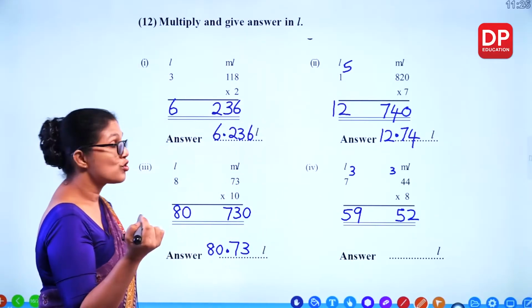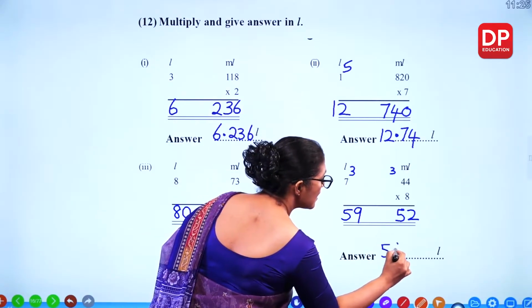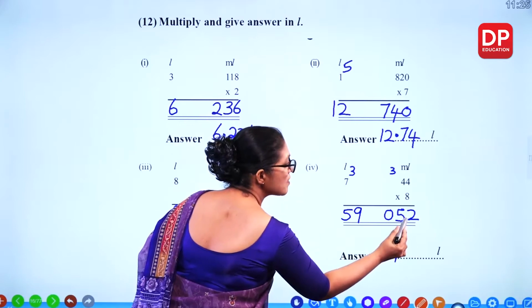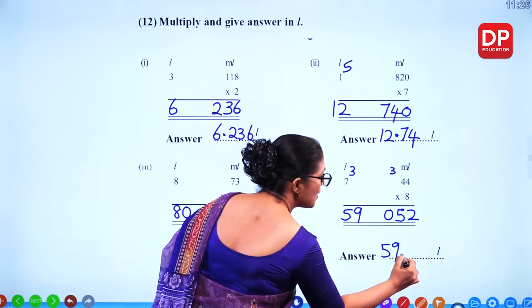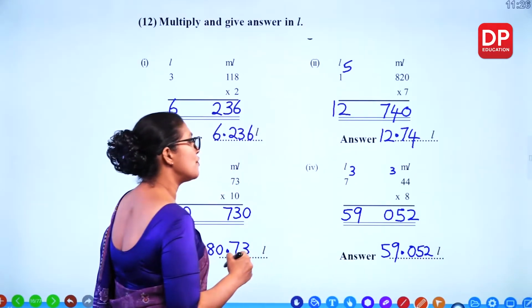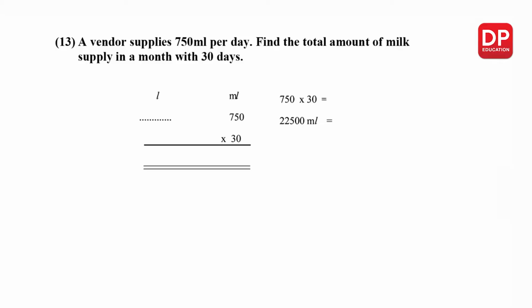Now convert to liters, 59 liters. This one here, you have to put a 0. 3 places to the left. That means 052. So 59.052 liters.